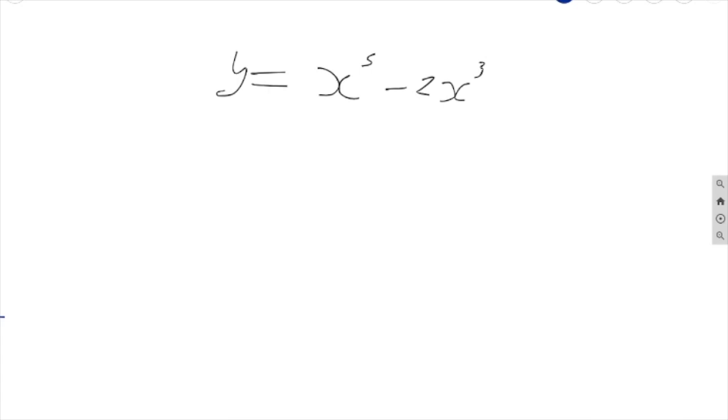So in this case, the 5 comes down in front here, and then we'll take 1 away from it. And the 3 comes down into here, and then we'll take 1 away from it. Let's put this in different colors so it's clear. 5 minus 1, 3 minus 1.